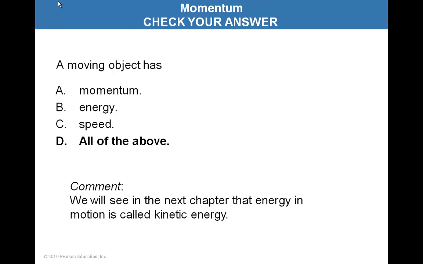And we're going to see that the energy that it has is called kinetic energy. So anything that's moving has kinetic energy. Since it's moving, it has some speed. And since it has some speed, it has a velocity. And if it has a velocity, then it has mass times velocity, which is momentum.